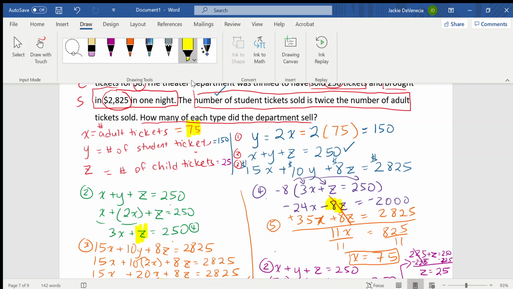All right, so in your answer, you're going to say there are 75 adult tickets, 150 student tickets, and 25 child tickets. And those are your answers.